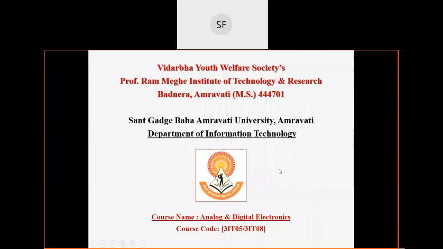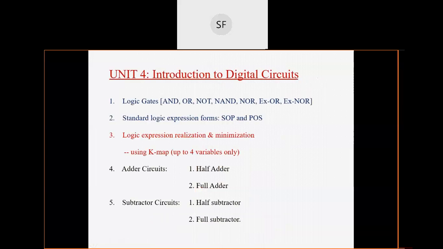From the last 3 to 4 lectures, we are discussing unit number 4, that is Introduction to Digital Circuits. In this discussion, we have already completed logic gates. So different types of logic gates along with their truth tables we have seen. Then we have seen the standard logic expression forms, that is sum of product and product of sum.